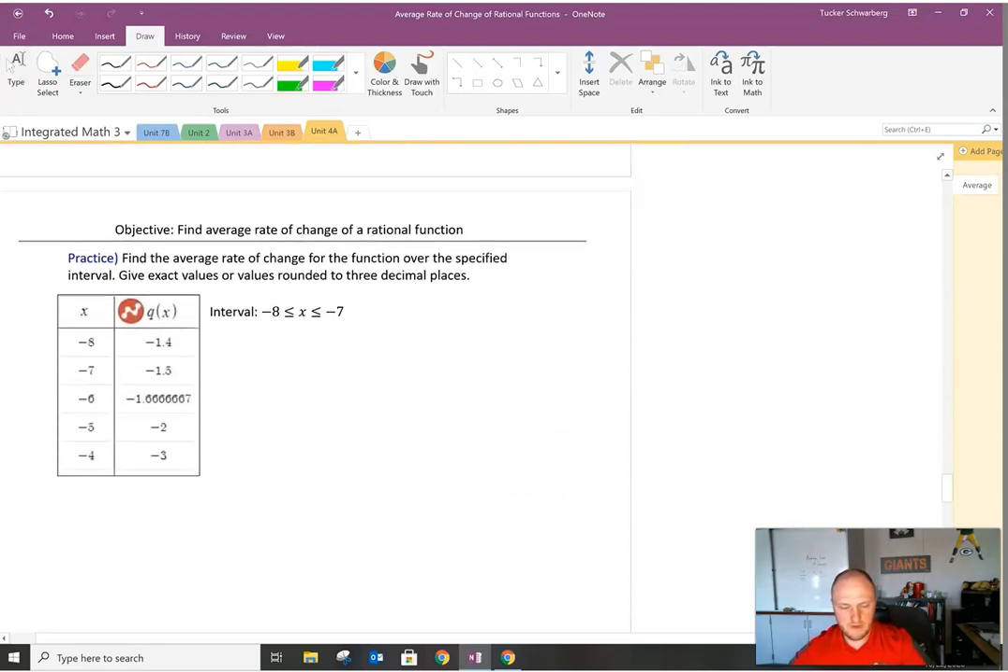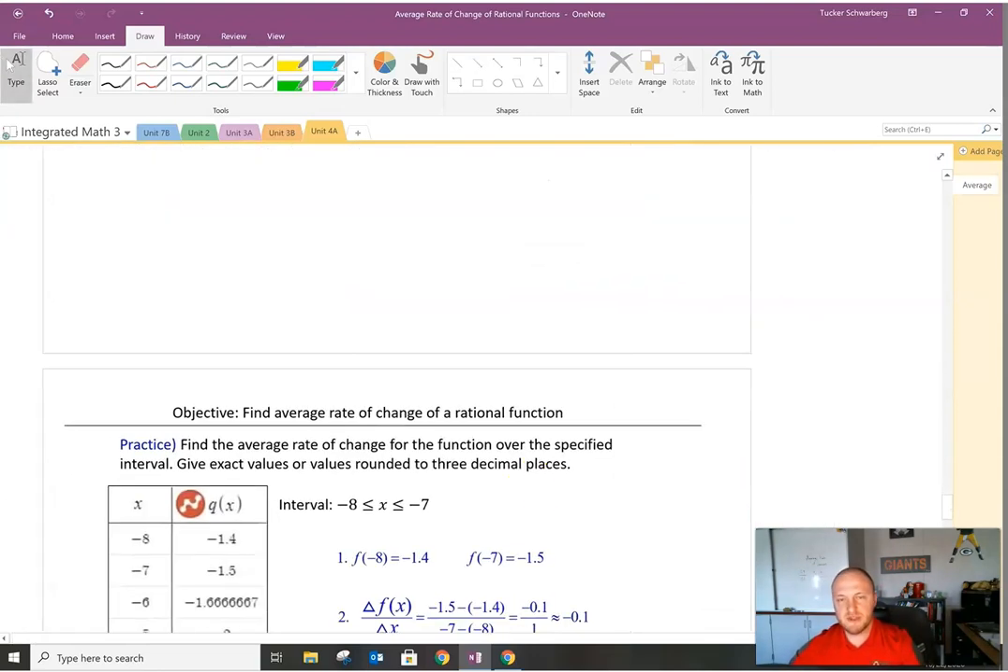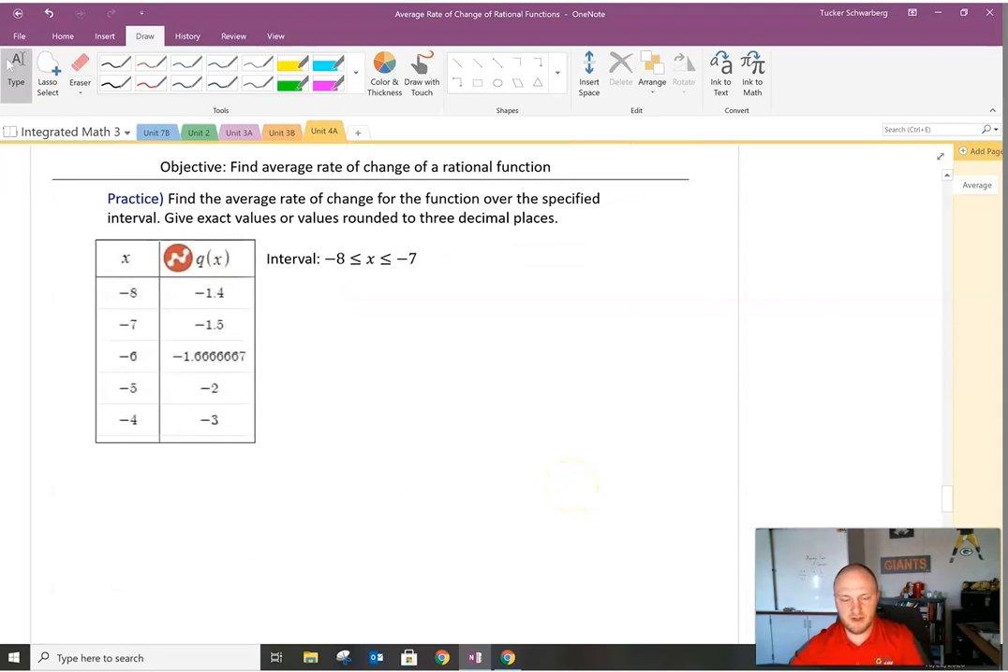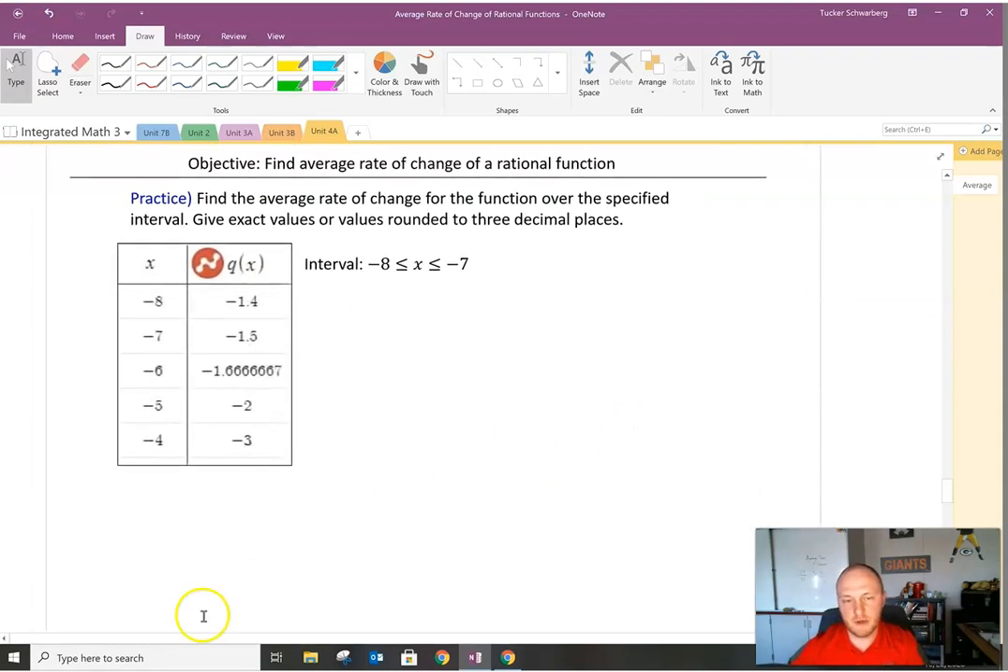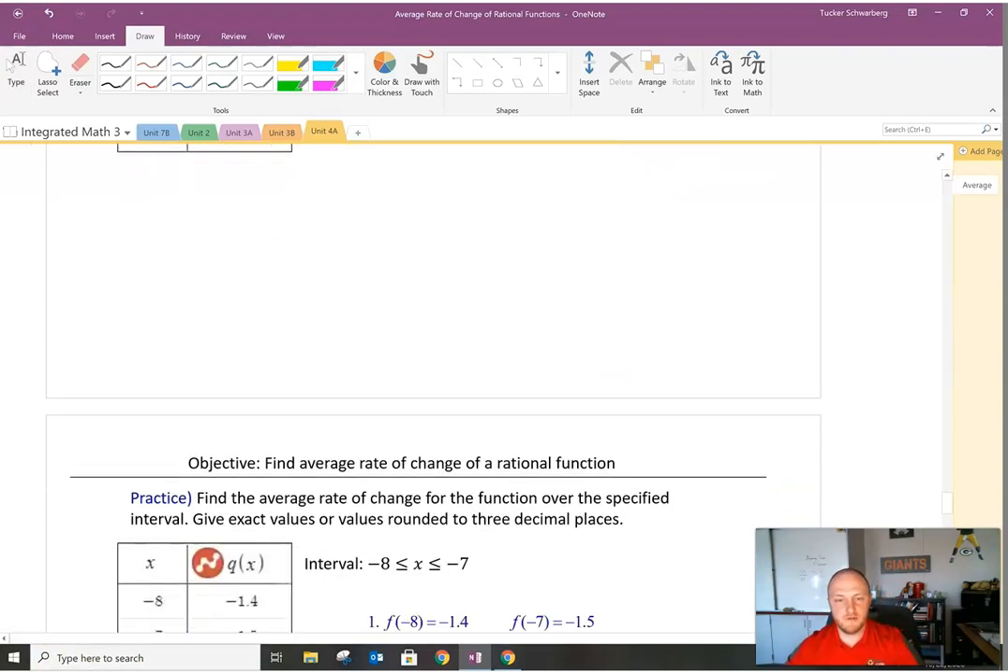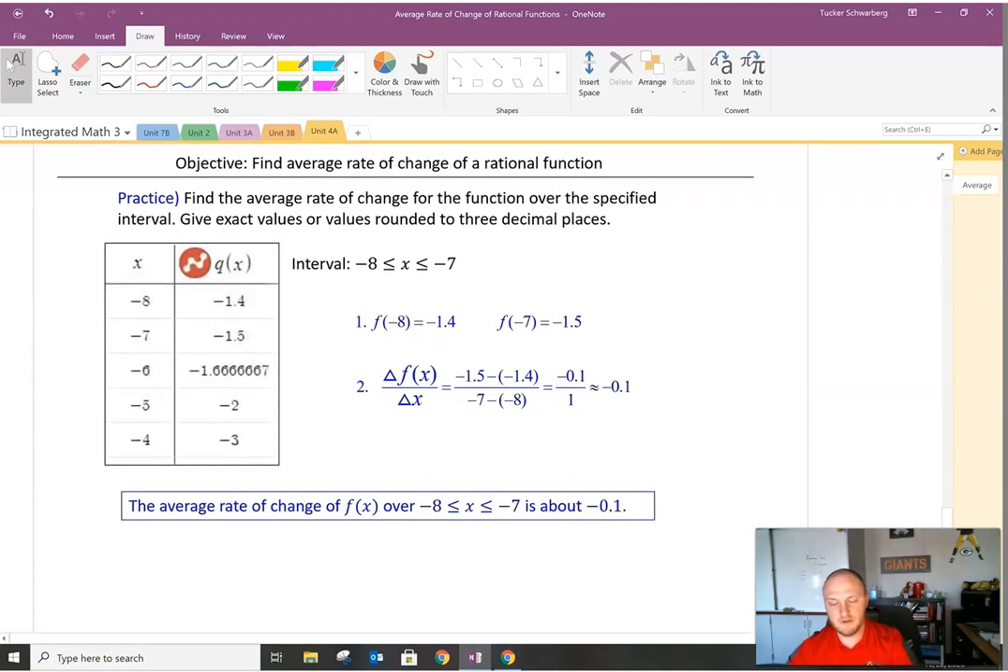Okay. Here is a practice problem. Please go ahead and pause the video and give this one a go. All right, hopefully you paused the video. Again, first thing, find your function values. So if you find the function values, f of negative 8 is negative 1.4. F of negative 7 is negative 1.5. And then we can plug those into our average rate of change formula. And you should get the average rate of change to be about negative 0.1.